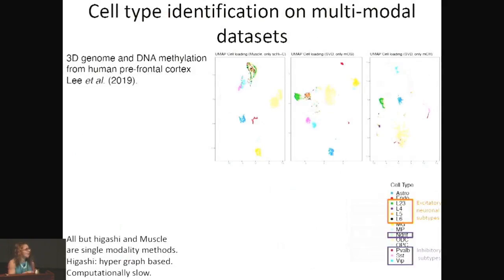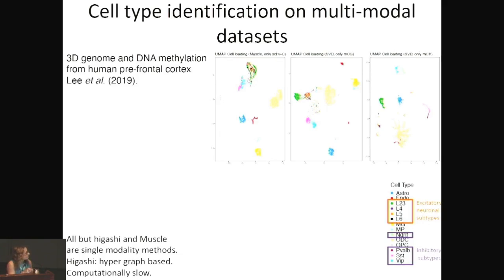Okay, so now I actually want to show you where we truly have a multimodal setting, where we have 3D genome and DNA methylation from human prefrontal cortex. This is obviously a much more realistic and difficult data set because we are looking at a real tissue. There aren't many methods that can analyze this type of multimodal data where one of the modalities is scHiC. There's a method called Higashi, but it's notoriously slow to run, so I'm going to only show you muscle results.